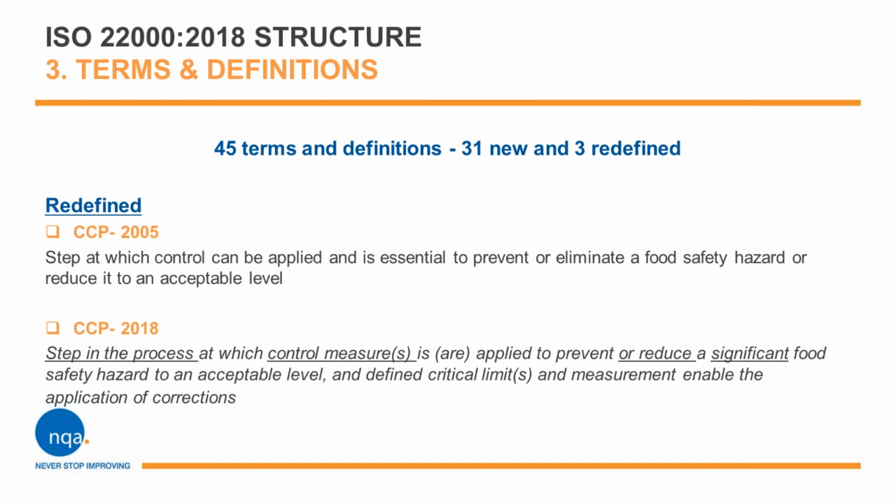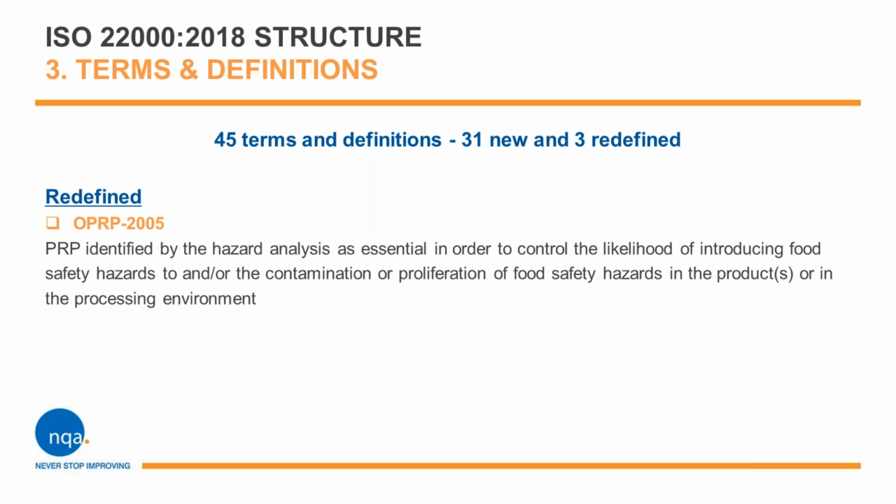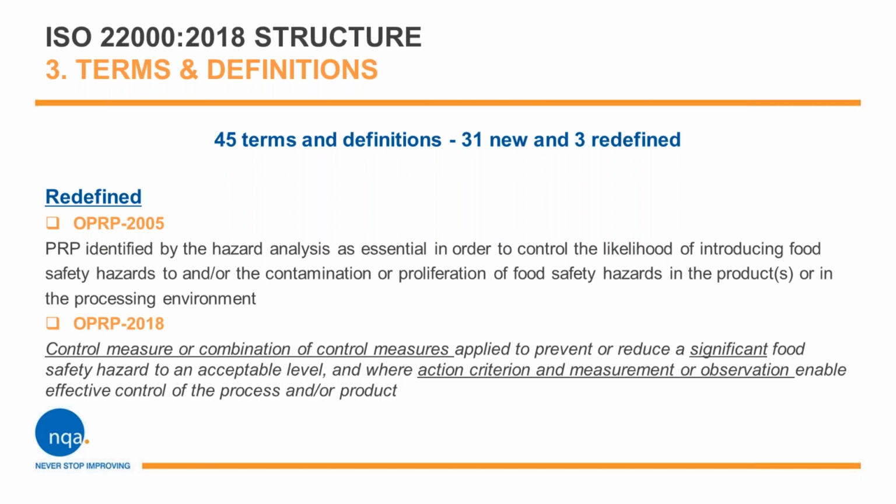Now, when we review the definition of OPRP, and later on we are going to compare both of them, you are going to understand this end of the definition. Before, we considered the OPRP as a prerequisite identified by the hazard analysis as essential in order to control the probability of introducing food safety hazards. What happened now in the version 2018? It's not an essential prerequisite as we always considered before. Now it is a control measure or combination of control measures that must be applied to prevent or reduce, again, a significant food safety hazard to an acceptable level. So we are not saying that it's a prerequisite. We are saying that it's a control measure. It could be in the process or not. It's not specified.